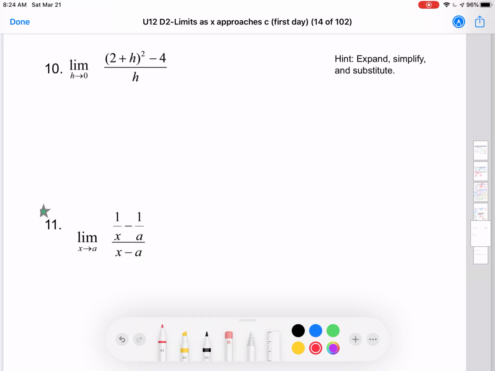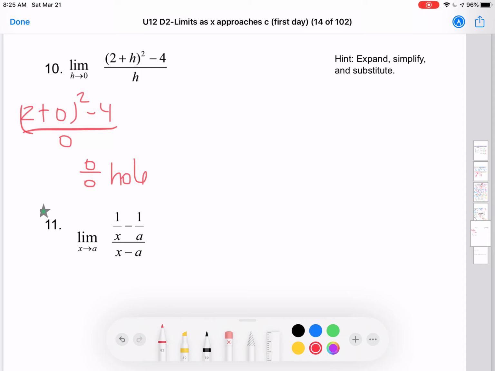Okay, so this guy looks a little different, but let's plug in 0. So 2 plus 0 squared minus 4 over 0. Again, there it is, 0 over 0. This whole lesson today is 0 over 0. Tomorrow's lesson, when we plug in, it's going to be c over 0. So it's important that you recognize this 0 over 0.